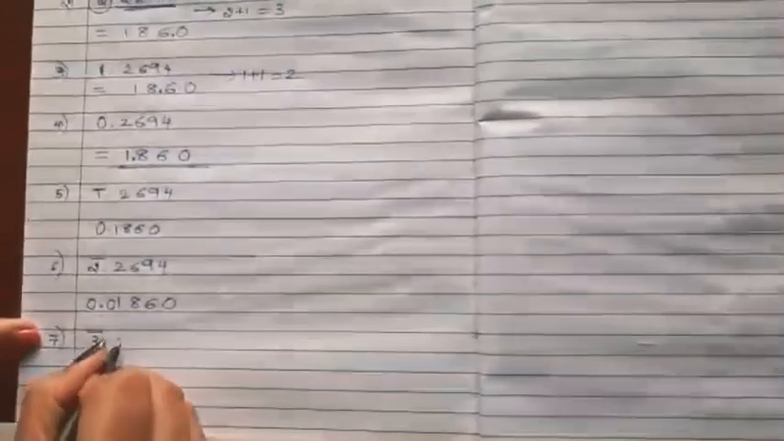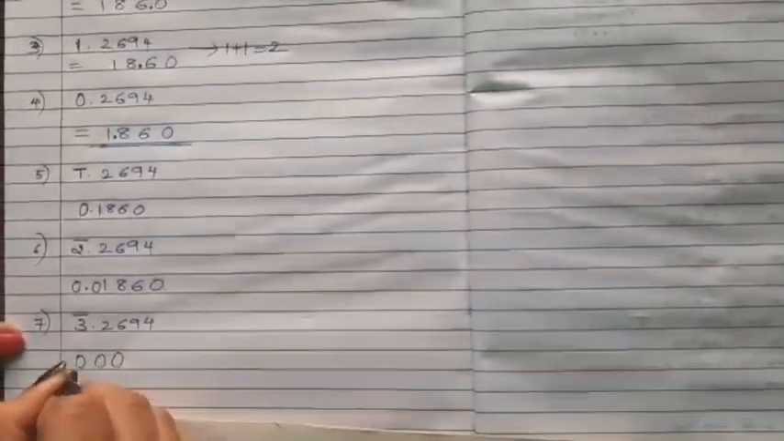If it is bar 2, 0.2694, you take 1860, and bar 2 means there were 2 zeros. One will be before the decimal, one will be after the decimal. And if there is bar 3, there will be 3 zeros, 1, 2, 3, and just 1 zero before the decimal and 2 zeros after the decimal.